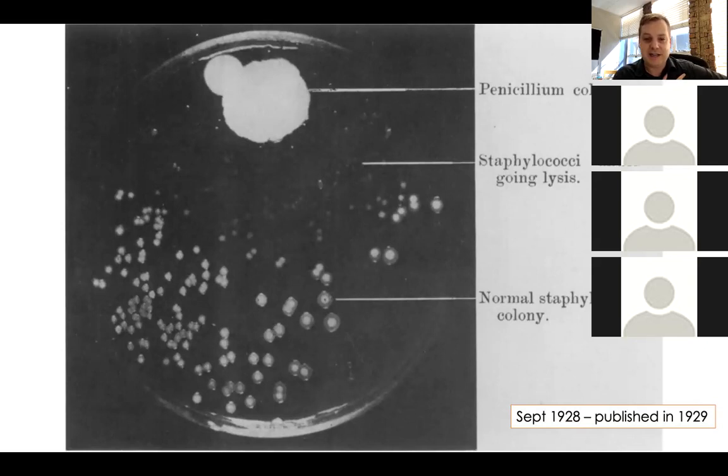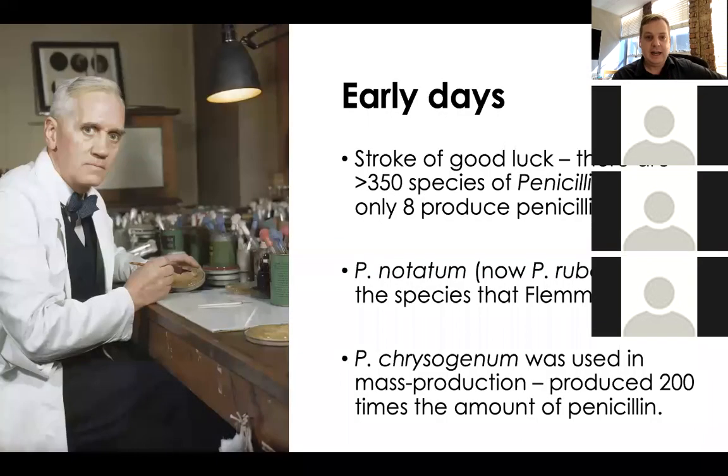This is September 1928. This is actually the original picture that he put in his published article from 1929, showing the exact phenomenon over here. And it was actually a stroke of good luck, because there are over 350 species of penicillium, but only 8 of them actually produce a substance which he called penicillin. Had it been any one of the other species which landed on his plate that day, he wouldn't have had this great insight. The species that he named it was, well, it's now Penicillium rubens, but that was the species that he used.